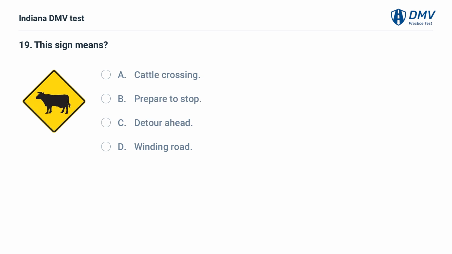This sign means: A. Cattle crossing. B. Prepare to stop. C. Detour ahead. D. Winding road.